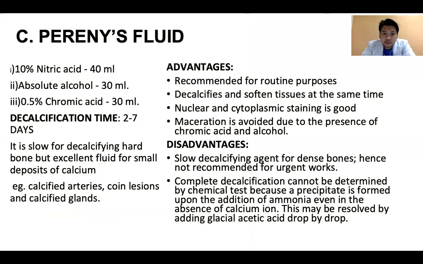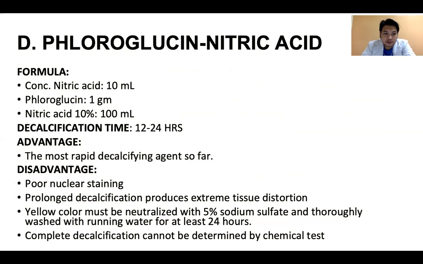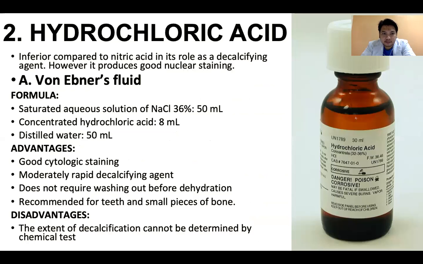For Perenyi's fluid, recommended for routine, okay, it is a slow decalcifying agent for hard bone, but an excellent fluid for small deposits of calcium. Okay. For Gooding and Stewart's fluid, the most rapid decalcifying agent so far, but poor nuclear staining. And like formol nitric acid, class, it causes yellow color to the stain.